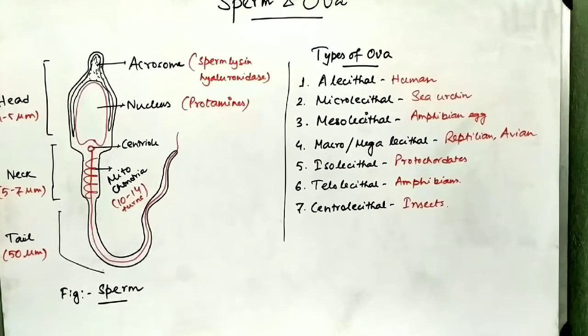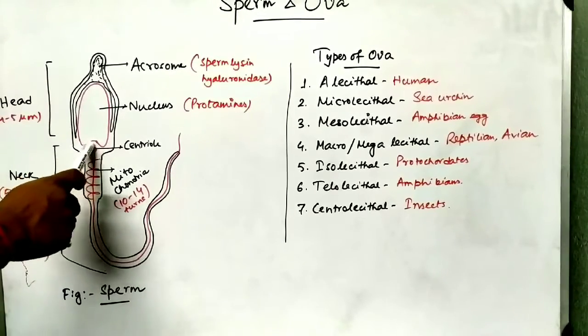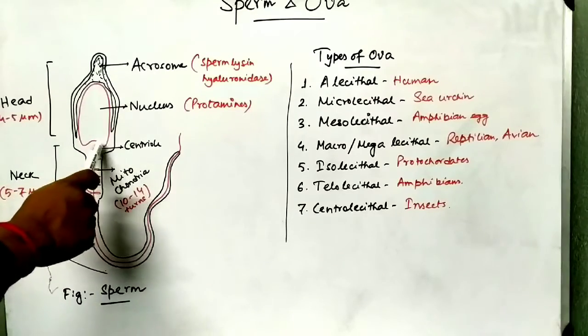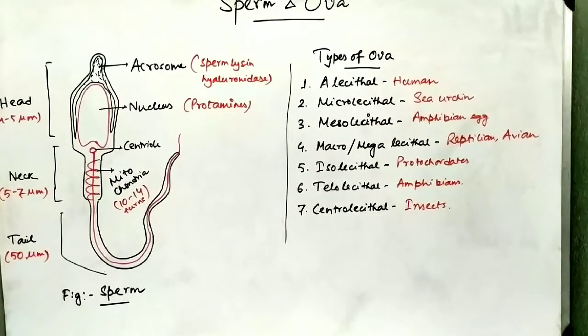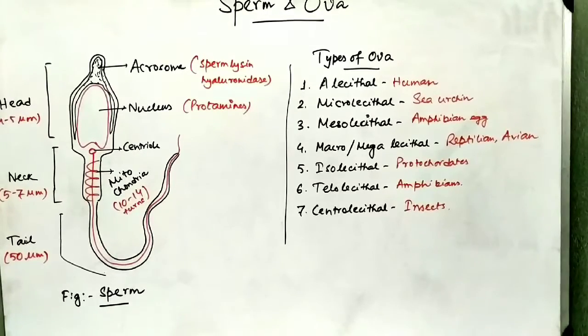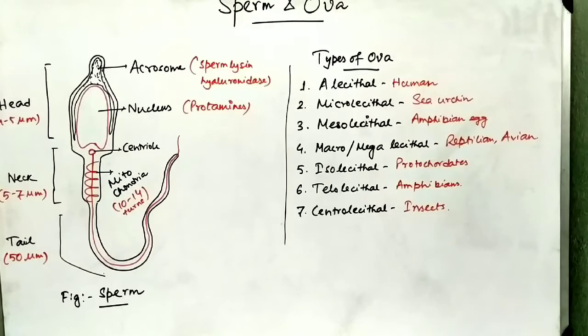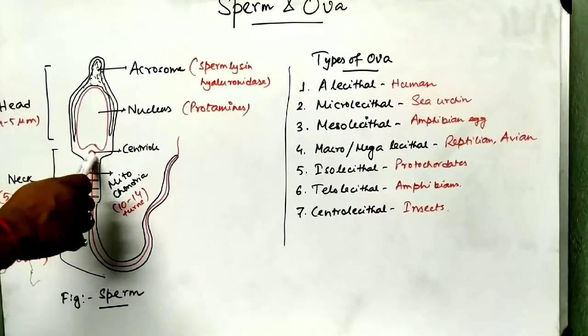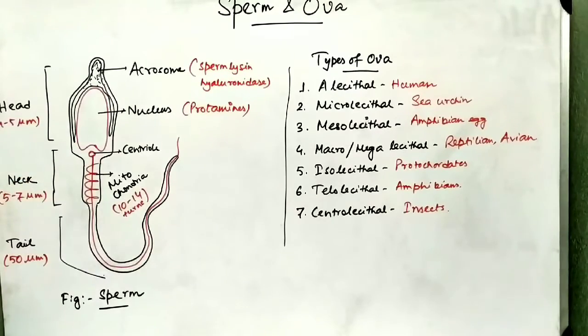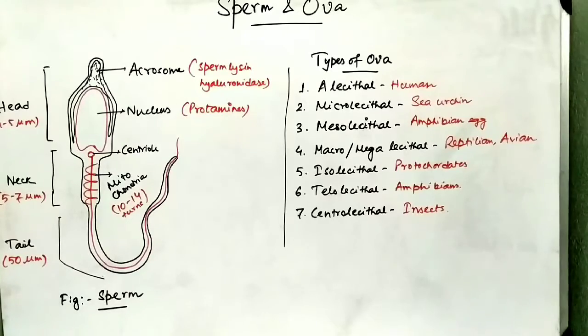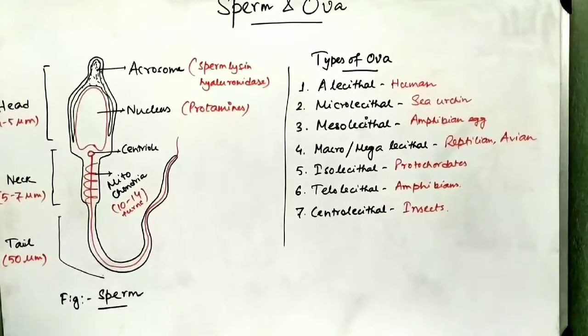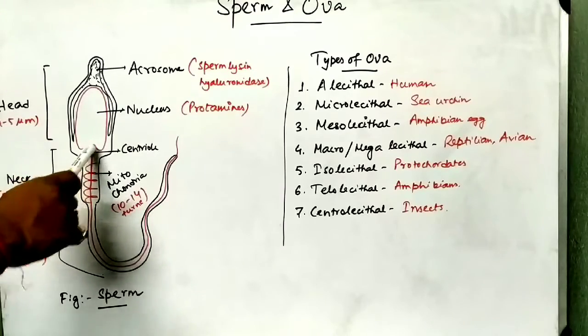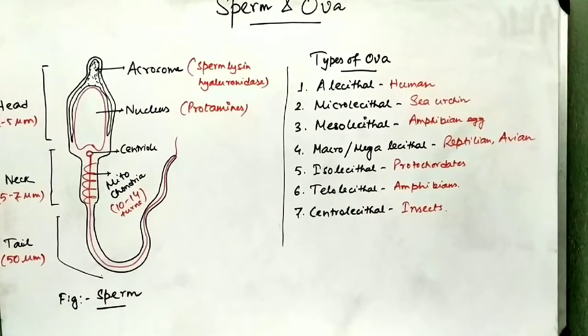Next, at the beneath region, is the centriole, and this is the proximal centriole. The centriole of the sperm divides into two. One is known as the proximal and another is known as the distal centriole. The proximal centriole resides in a small cleft-like structure in the nucleus. This cleft is known as the implantation fossa, where the proximal centriole is present.